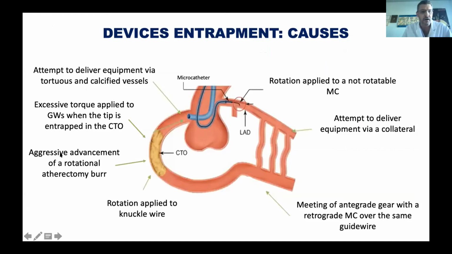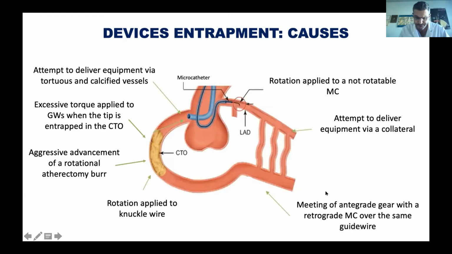Or in case of aggressive advancement of a rotational atherectomy burr into the CTO, into the calcified plaque, or rotation applied to a knuckle wire that can create some knot. Rotation applied to a non-rotatable microcatheter. This is a very important and frequent complication if the operator does not know very well the technical features of each microcatheter, or during an attempt to deliver equipment via a very tortuous and tiny collateral channel.